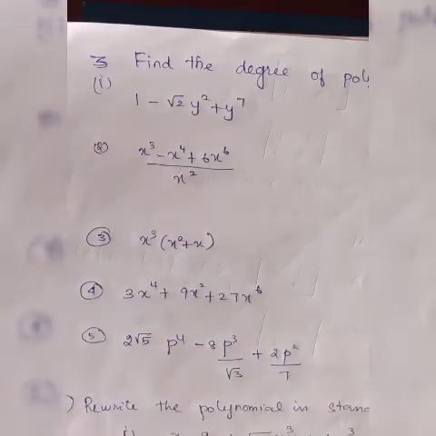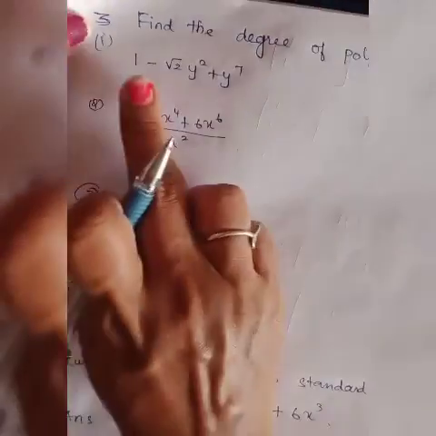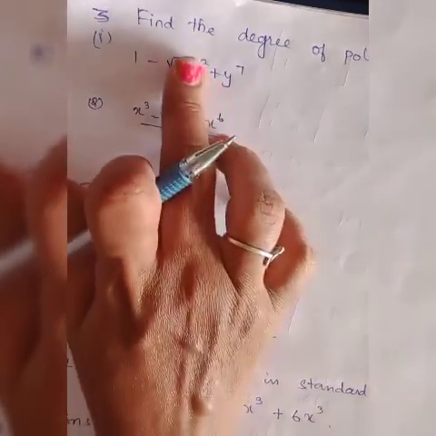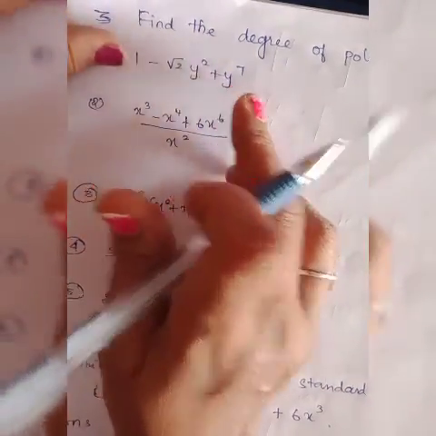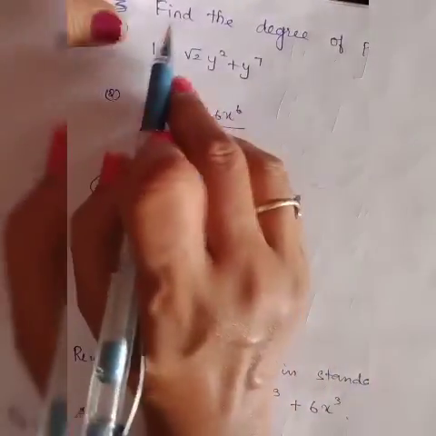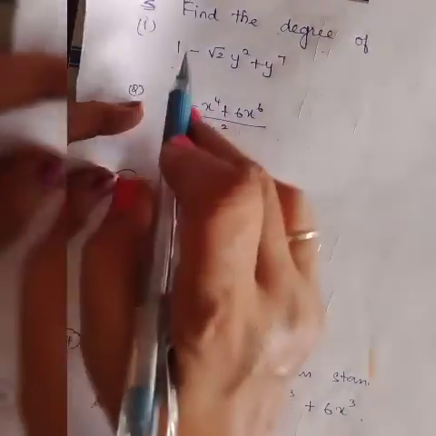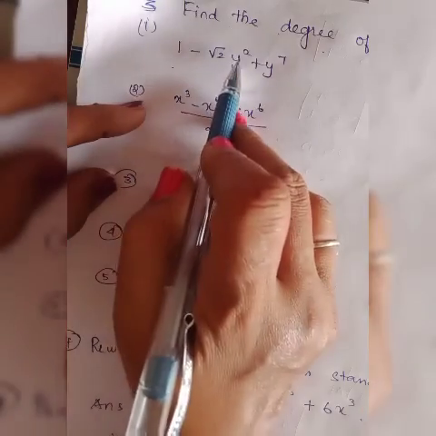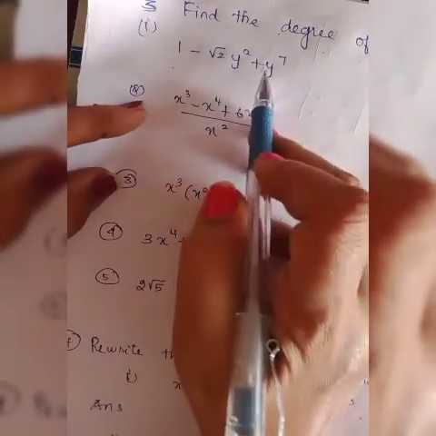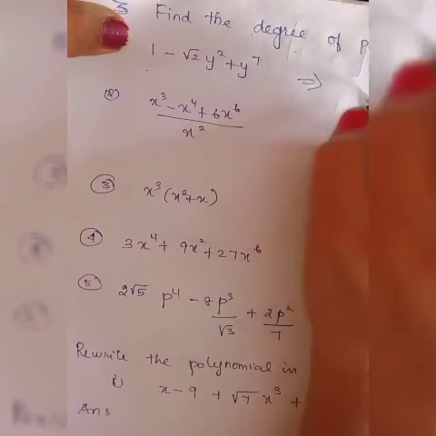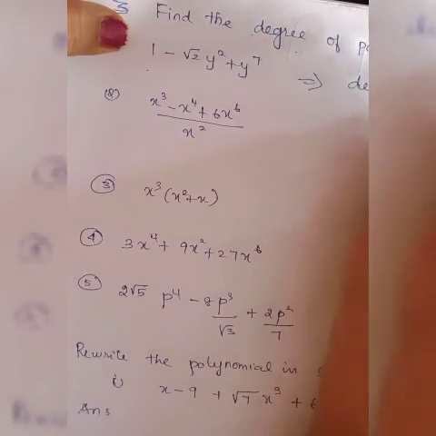Here we discuss the degree of the polynomial. Again, this is the third problem under exercise 3.1 in 9th standard Samacheer board. Here we are going to find the degree of the polynomial. The polynomial is 1 minus root 2 y power 2 plus y power 7. The highest power is 7. So here the degree is 7.